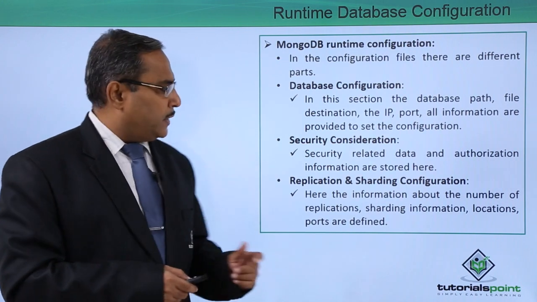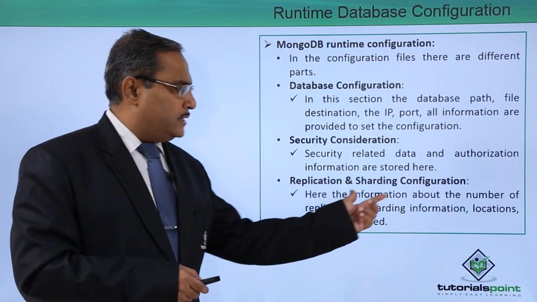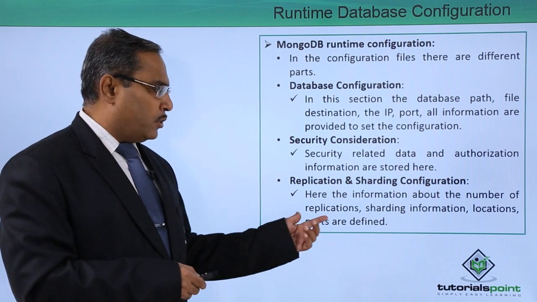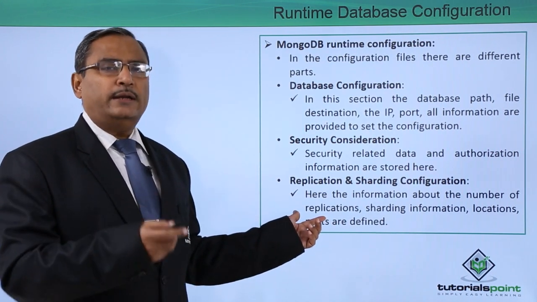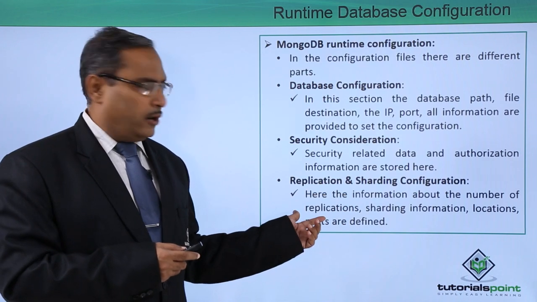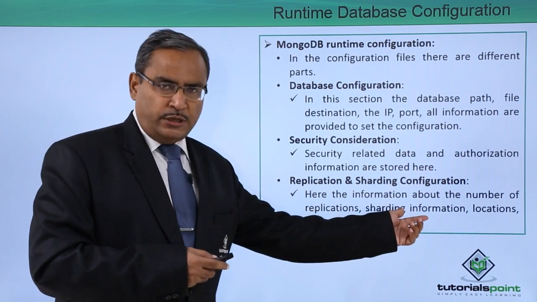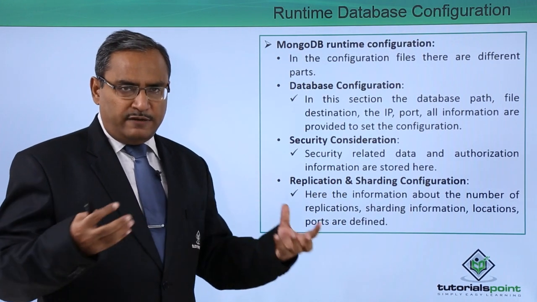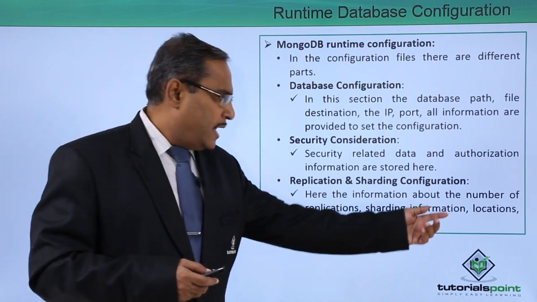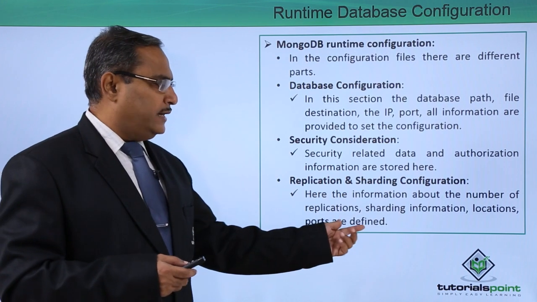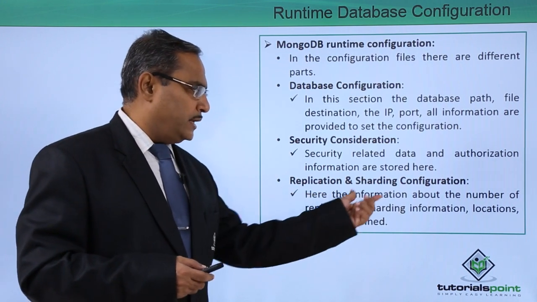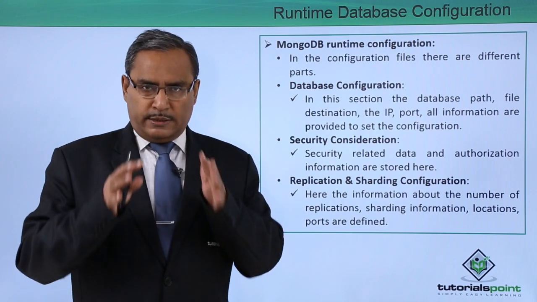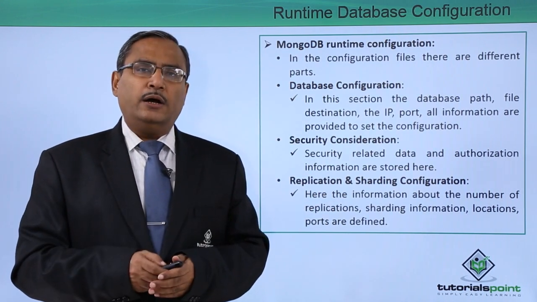Let us go for the last part, that is the replication and sharding configuration. Here the information about the number of replications, that means how many replications we are allowing, and sharding information, how the database will get divided into multiple different chunks in different shards, and locations and ports are defined in this replication and sharding configuration part. So these are the main three sections and parts in the configuration file.